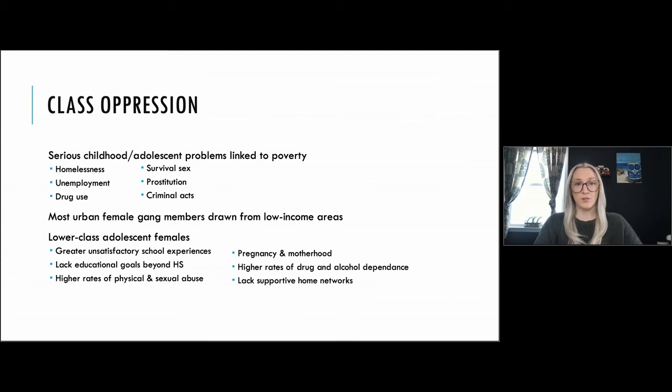They have higher rates of physical and sexual abuse, which I think I've beat to death in this chapter already. They're more likely to become pregnant and have to deal with motherhood at young ages. They have higher rates of drug and alcohol dependency, and they lack a supportive home network. So these are all ways that coming from a lower income area or growing up in poverty as a female adolescent can lead, and these different problems that they have to deal with can lead to delinquency.